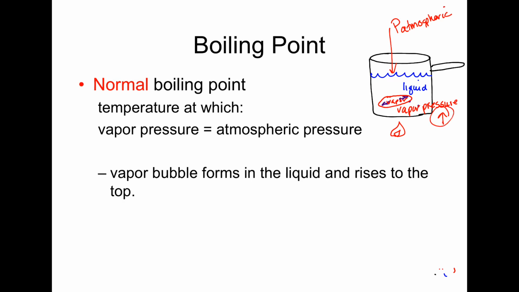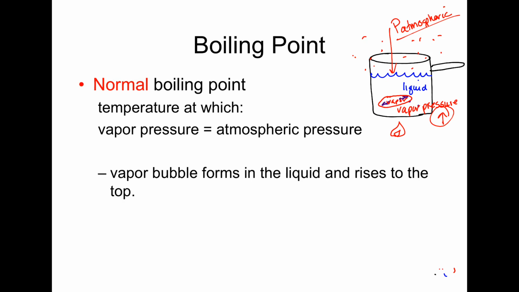Once our vapor pressure becomes high enough, the bubbles can float to the top and they can become part of the gas around our pot here. And they become part of the atmospheric pressure. But it takes some energy to raise the vapor pressure enough so that it reaches atmospheric pressure.